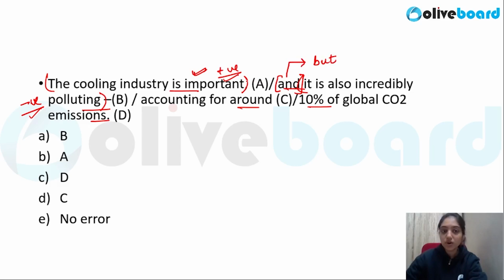But this is not error correction, this is just error spotting. So we have noted that there is an error in phrase B. Hence, we'll mark answer option A. Why? Because it indicates that phrase B has an error. So let's move on to the next sentence now.